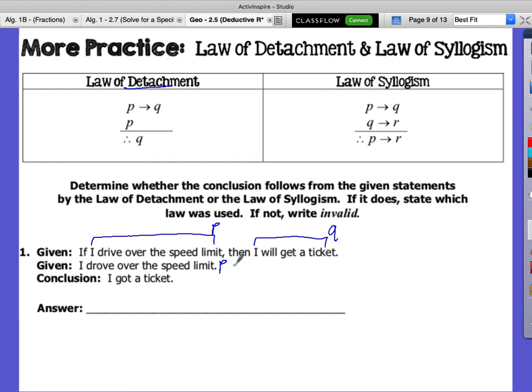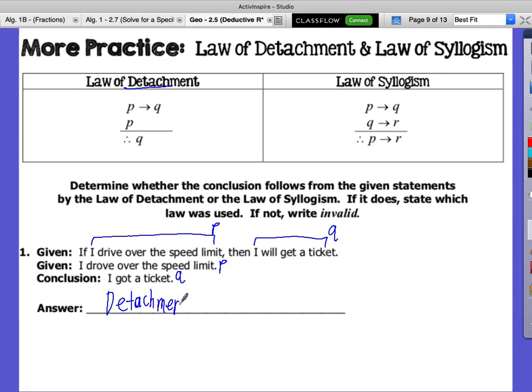Now let's look at our conclusion. I got a ticket. What's that line up with? I will get a ticket. Q. So does this follow our law of detachment perfectly? Yeah. So our answer is that we're using the law of detachment.